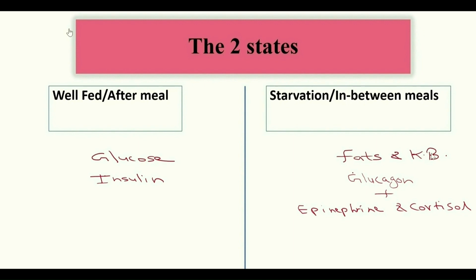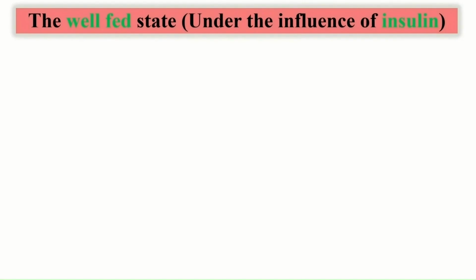Let's just memorize them again before we discuss the actual balancing act. In the well-fed state, the insulin is the hormone. In between meals, the trio of glucagon, epinephrine, and cortisol are the hormones. Now that you know it, let us discuss each of these states, and the respective hormonal influences separately. Let's start with the well-fed state. Remember, we are under the insulin influence right now.